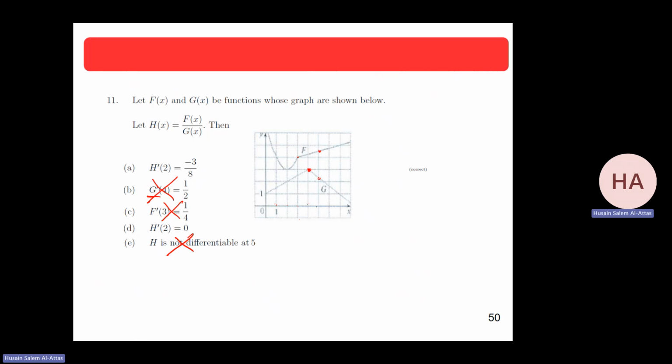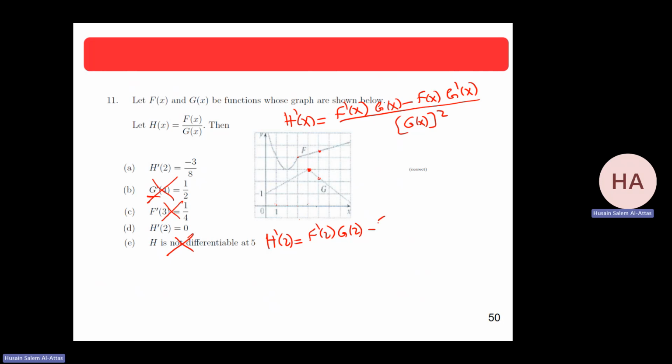Now let me find h prime at 2. So first I need to find h prime. That will be capital H prime, derivative of the numerator times the denominator minus numerator times derivative of the denominator, over the denominator squared. What do they want? They want h prime at 2. That will be f prime at 2, g at 2, minus f at 2, g prime at 2, over g at 2 squared.